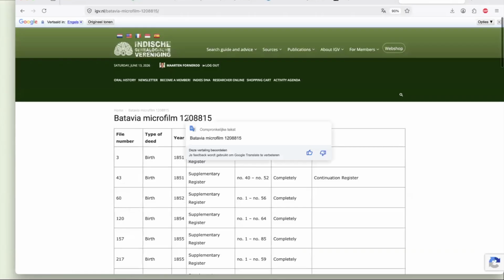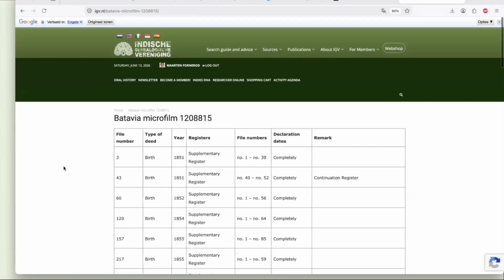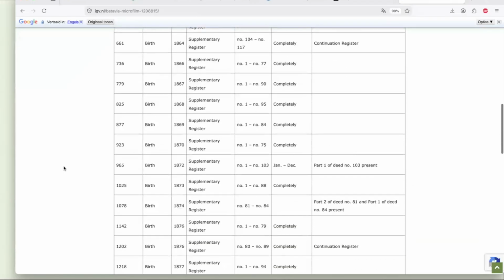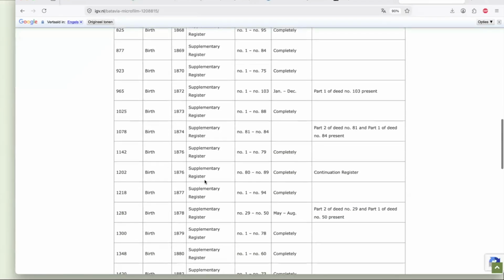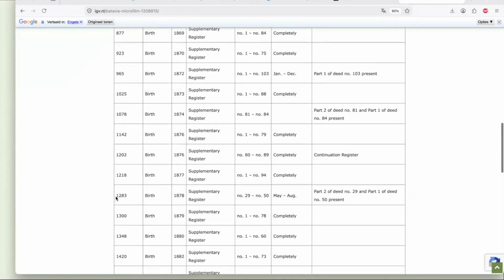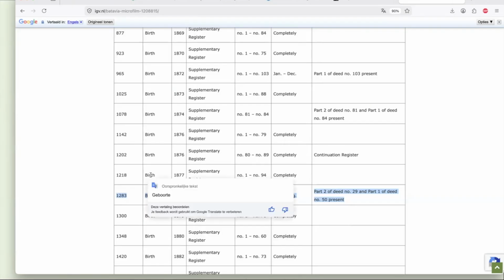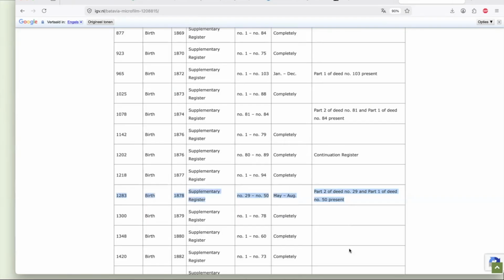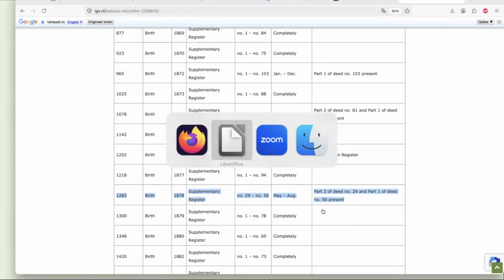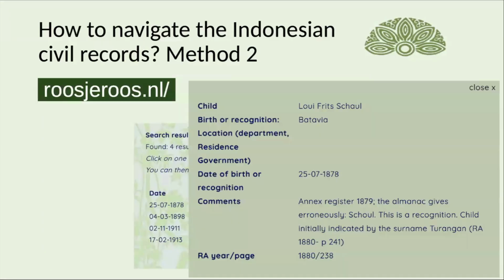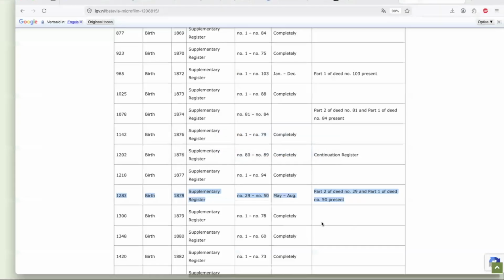So this is the microfilm number. It's the important number. And then you want to look for 1878. That would be this one here. And you see it's a supplementary register. There are primary registers and supplementary registers. Sometimes you're not sure in which one a person is. There are rules for that. It's incomplete, so it's only May to August, but we're lucky because he was born in July, I think. Yes, July. So that should be within it.